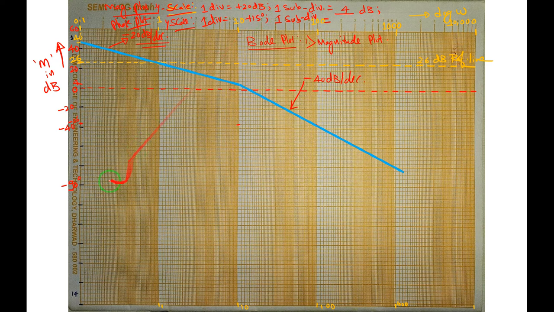One subdivision. This is one, see, minus 90. Next 15 degree means minus 105. One subdivision is how many degrees? 3 degrees, because 15 divided by 5, because every division has 5 subdivisions. So 15 divided by 5 means 3 degree. So one subdivision equal to 3 degree. Yes, fine. Minus 90. This is minus 105.